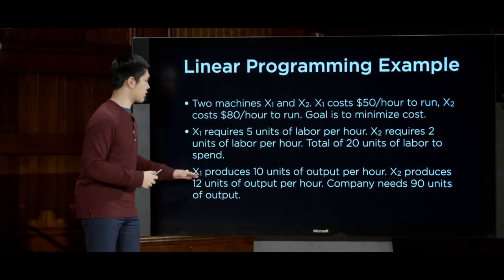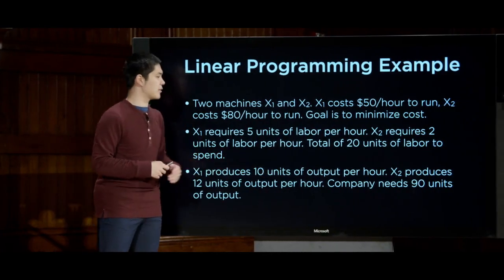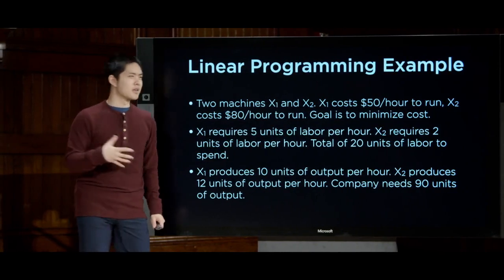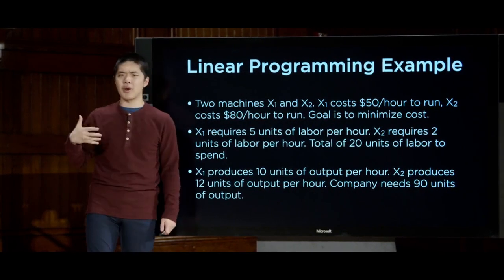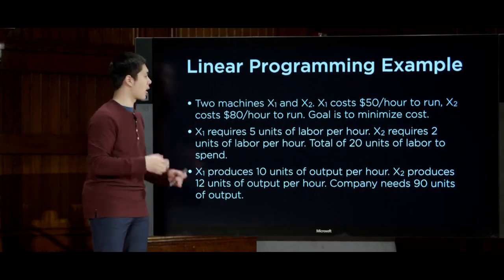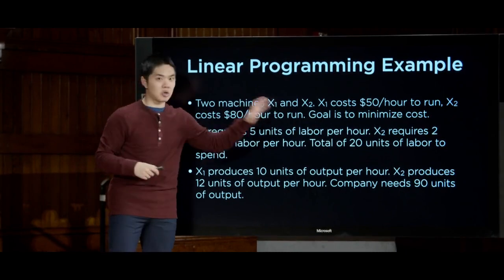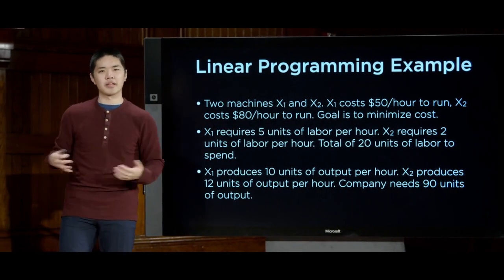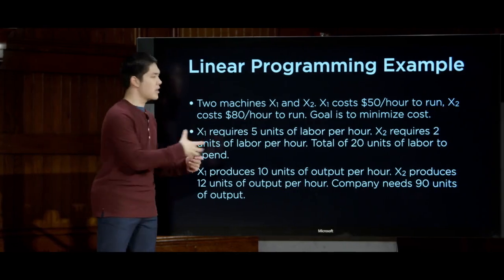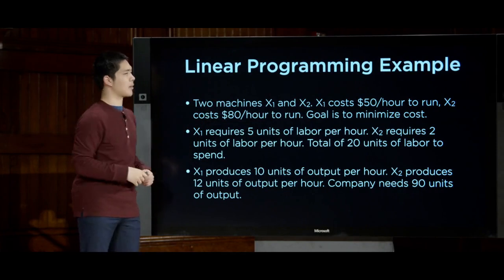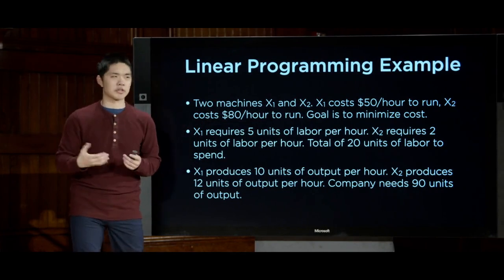But there are some constraints: x1 can only produce 10 units of output per hour, x2 produces 12 units of output per hour. These types of problems come up quite frequently, and you can start to notice patterns in them. Problems where I am trying to optimize for some goal, minimizing cost, maximizing output, maximizing profits, or something like that, and there are constraints that are placed on that process.